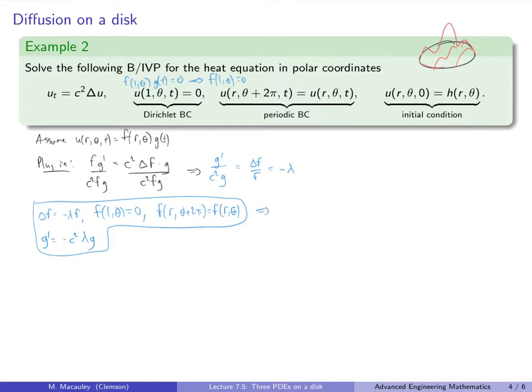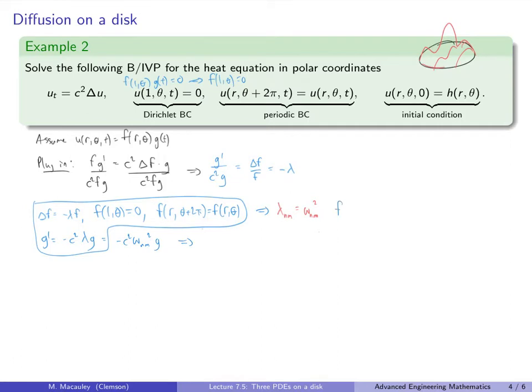So we know what lambda is. We know that lambda nm equals omega nm squared, where omega nm is the nth positive root of the Bessel function Jn. Okay, so that means that, well, maybe I should have written this is equal to negative c squared omega nm squared times g. And this tells us, well, actually, I didn't tell you what f is.